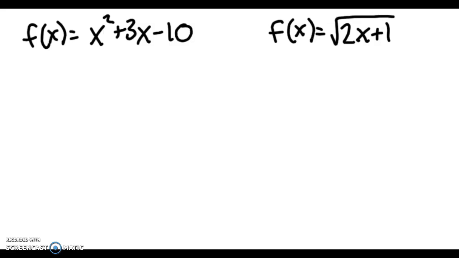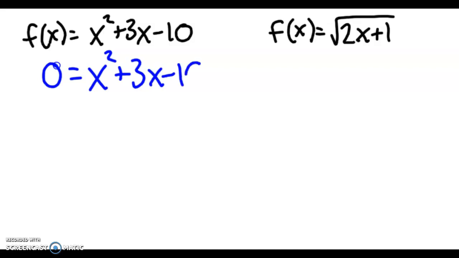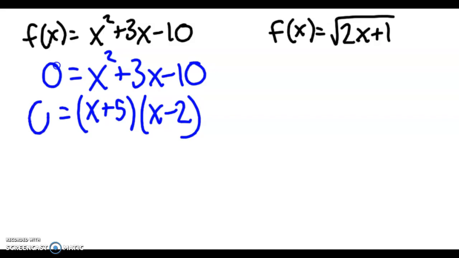Our first example is a quadratic equation. To find the zero, we are setting the equation equal to 0. From here, we have to solve for x. There are two methods of solving a quadratic equation. We can either factor or use the quadratic formula. This one is factorable. This can factor as (x + 5)(x - 2).